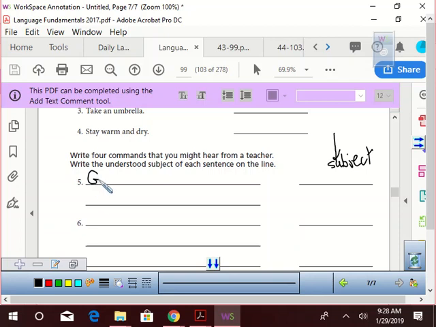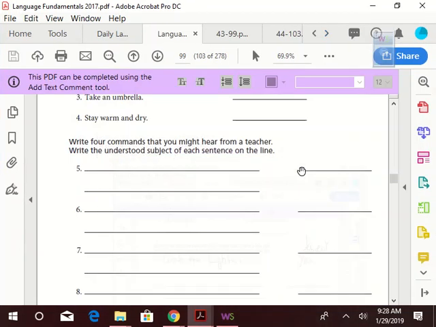How about this one? Grab the lights. Who's the subject of that sentence? You. Huh? Lights. No! You. It's a command. You're giving it to someone. It's you. Right? Got it? See what you're going to be doing there? All right.